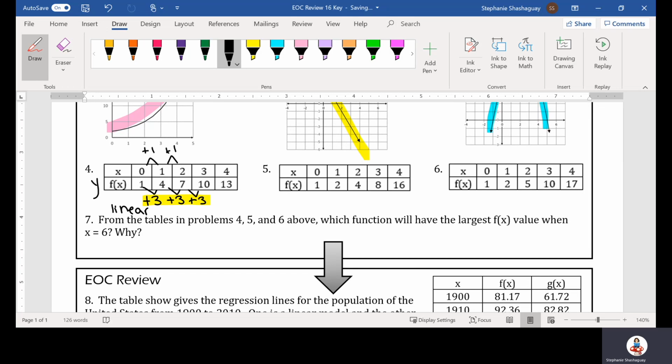In number 5, let's see, I'm going up by 1 in my x, so that's all consistent. But what's happening to my y value, my f of x value? Well, 1 to 2 and 2 to 4 and 4 to 8, I'm multiplying by 2 each time. So that's a constant ratio. And when I have a constant ratio, then I have an exponential function.